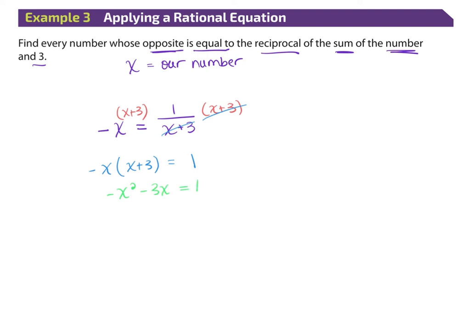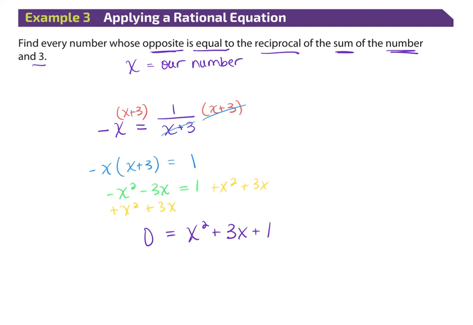This is a quadratic. So I want everything on one side. I always, always, always have my leading coefficient positive, so I always move it to the other side if it's negative. So I would add both of these over to the other side, and of course, I'm going to put that in standard form. So on the left-hand side, I have 0. Here I have x squared plus 3x plus 1.